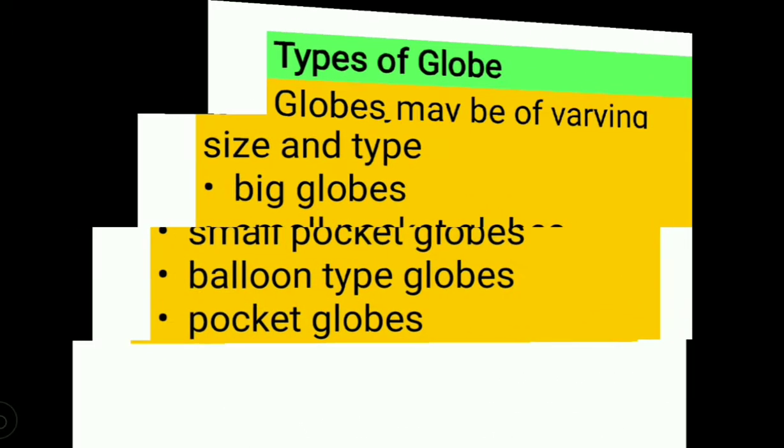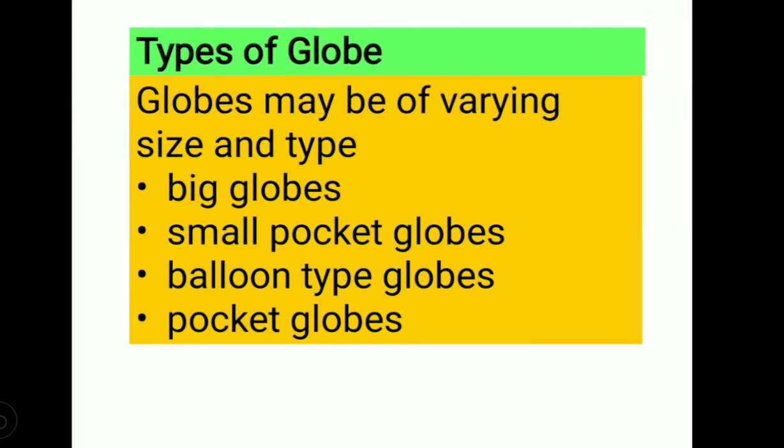And next we go through the globes, which may vary in size and types. The big globes cannot be carried easily. So in the classroom, in offices or in other areas, we are using big globes. These cannot be carried easily. So instead of that, we are using other types of globes. Those are small pocket globes and balloon type globes.